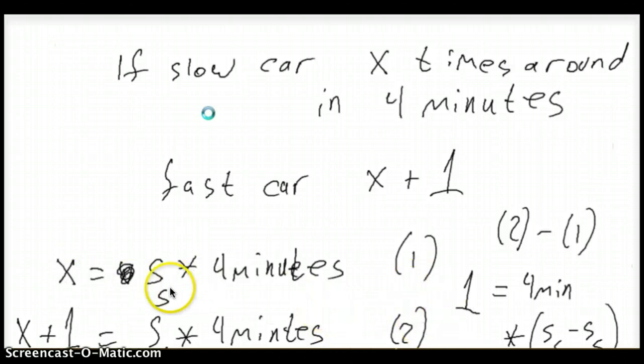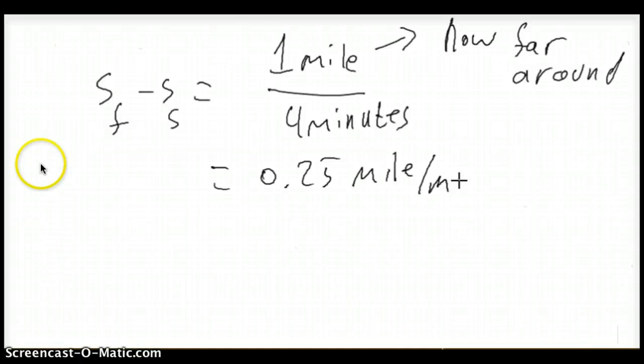And looking at this other side, it is multiplied by 4 minutes, so you take the 4 minutes and multiply by the speed of the fast car minus the speed of the slow car. So the speed of the fast car minus the speed of the slow car is to go 1 mile, that's how far it goes around, so that 1 mile will be divided by 4 minutes, which will give us 0.25 miles per minute.